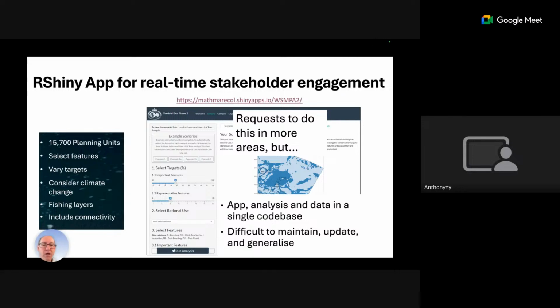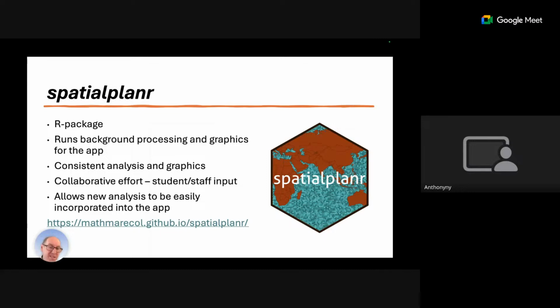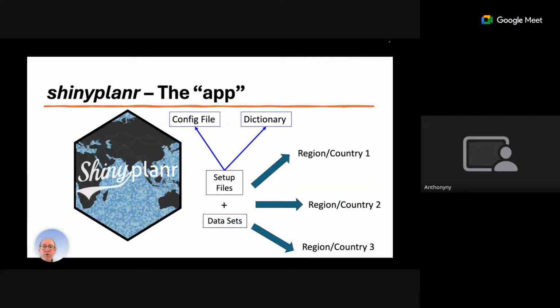So what we've done is we've moved towards making several packages in R, and one of them is the spatial planner. This is the underlying package that we use now to produce the graphics and to do a lot of the manipulation, the behind-the-scenes work, the pre-analysis, etc. We've made this spatial planner, which is on GitHub. We've also made a Shiny app, a Shiny planner, which is a generic app.